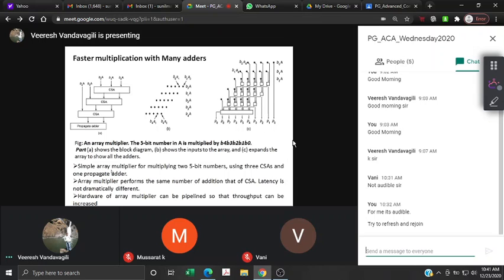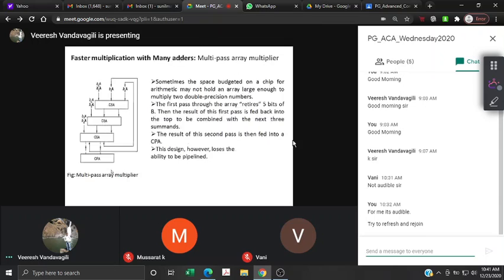See here, this is the CSA. This can be pipelined, and using parallelism we can improve the speed of the operation by working in parallel, compared to using a single adder. Then, faster multiplication with many adders.